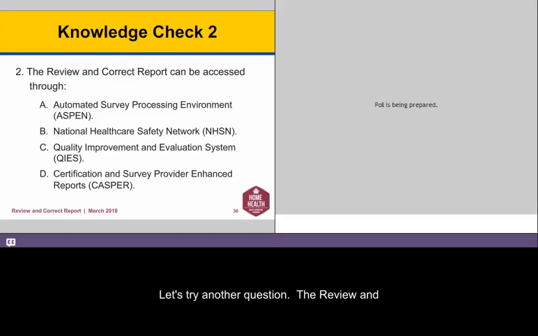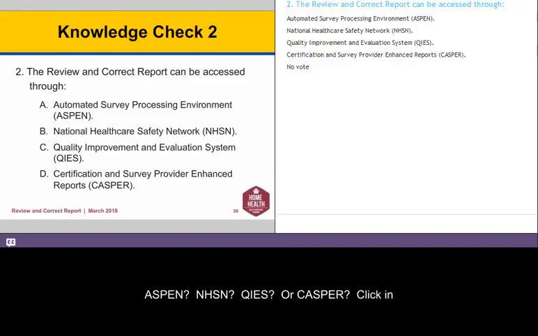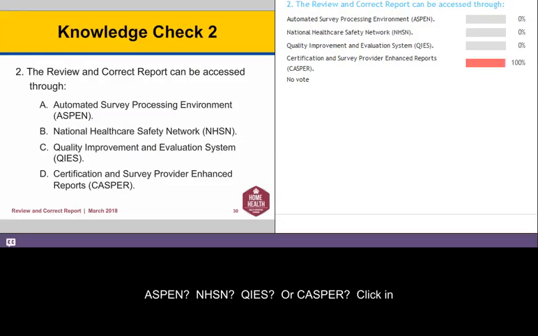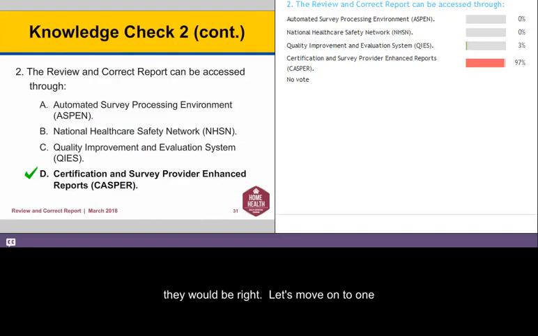The Review and Correct report can be accessed through ASPEN, NHSN, KEYS, or CASPER. Click in the circle next to the answer that you believe is correct. And it looks as though 95% believes that it is the CASPER reports. And they would be right.